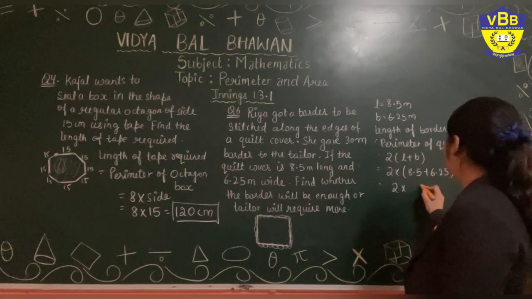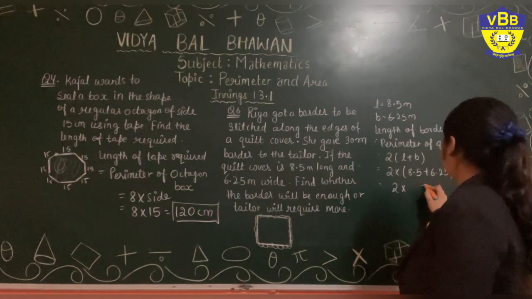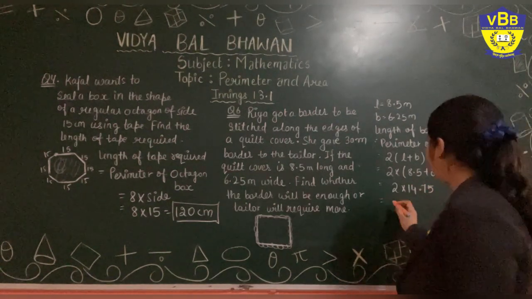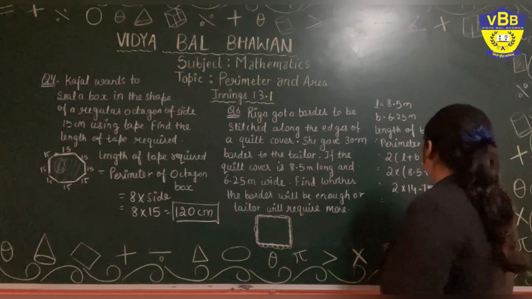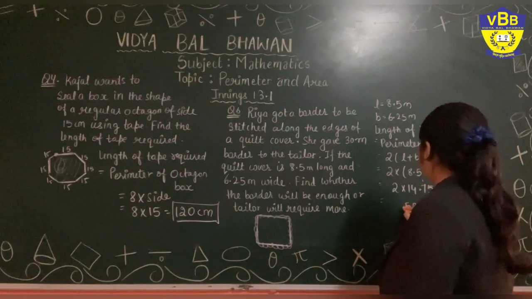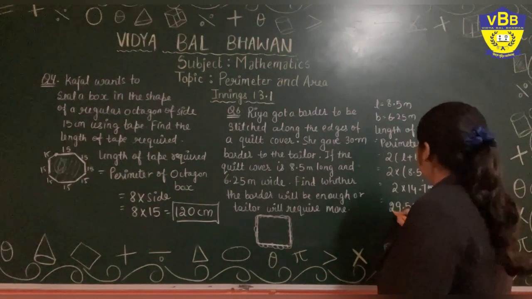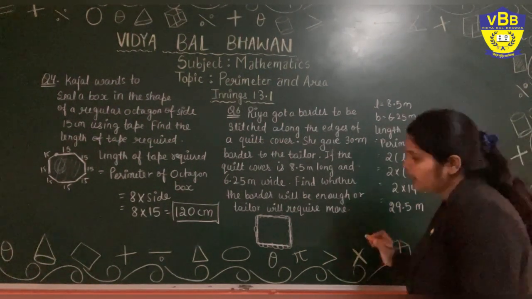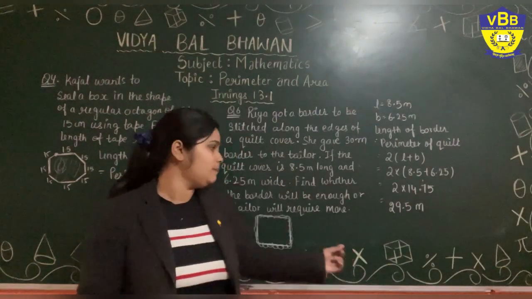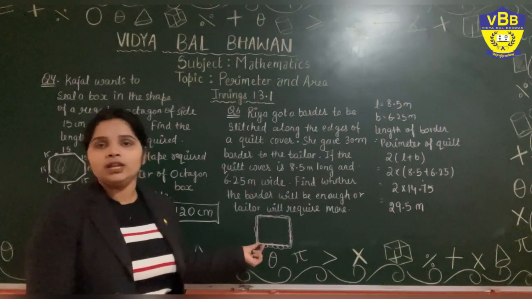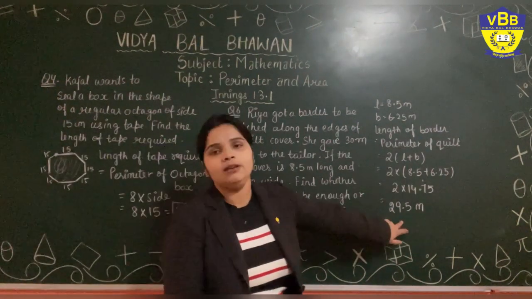It will be 14.75. Now multiply it by 2. It is coming 29.5 meter. That means what is the boundary of this quilt cover? Total length of this boundary where this border has to be stitched, that is 29.5.